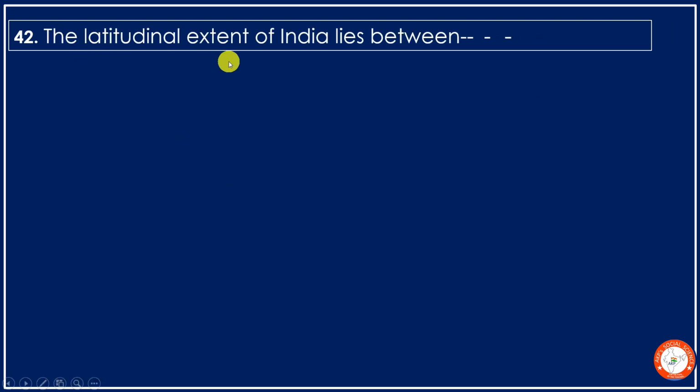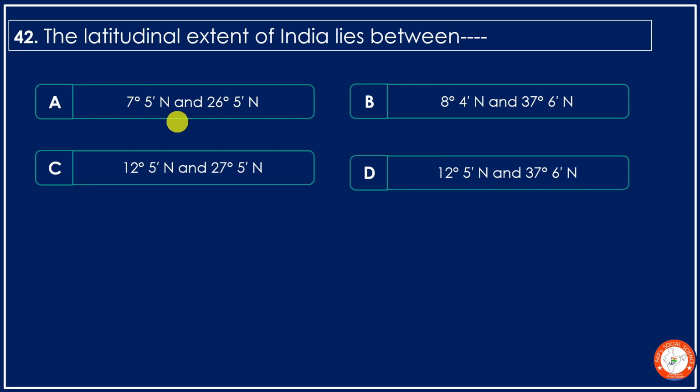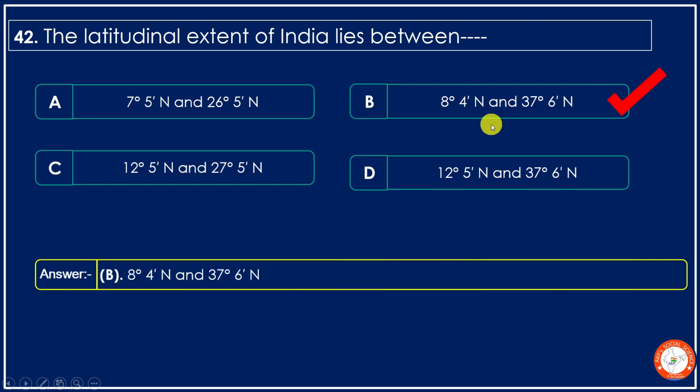The latitudinal extent of India lies between 7 degree 5 minutes north and 26 degree 5 minutes north, 8 degree 4 minutes north and 37 degree 6 minutes north, 12 degree 5 minutes north and 27 degree 5 minutes north, 12 degree 5 minutes north and 37 degree 6 minutes north. The correct answer is 8 degree 4 minutes north and 37 degree 6 minutes north.